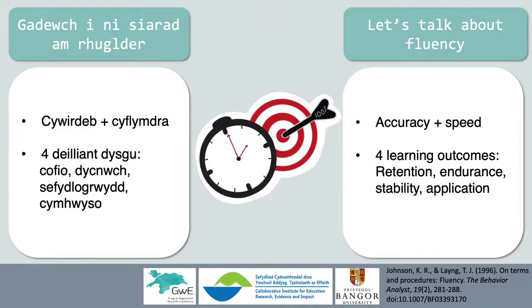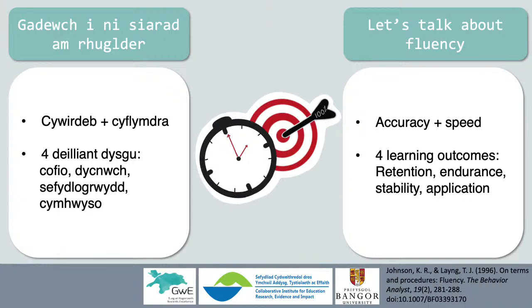Research has demonstrated that being fluent at a skill makes it more likely that pupils will achieve 4 associated learning outcomes. These are retention, endurance, stability, and application. Retention refers to a pupil's ability to perform the skill at the same level of speed and accuracy, even after a prolonged period of time without practicing it. Typically, fluency timings are short, but being truly fluent means that pupils can perform the skill for prolonged periods of time without slowing down. Stability refers to a pupil's ability to perform a skill in the presence of distraction.